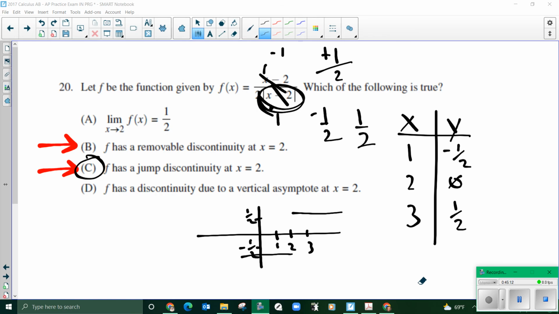We are done. Problems 1 through 20? 20? Yeah, 1 through 20. I lied. It's 11 through 20.